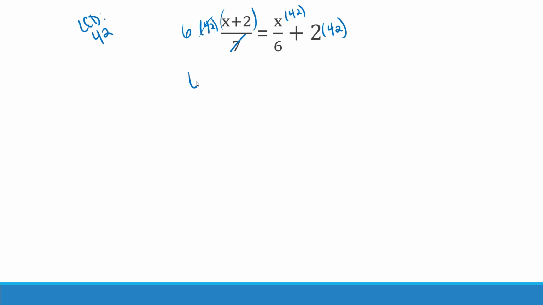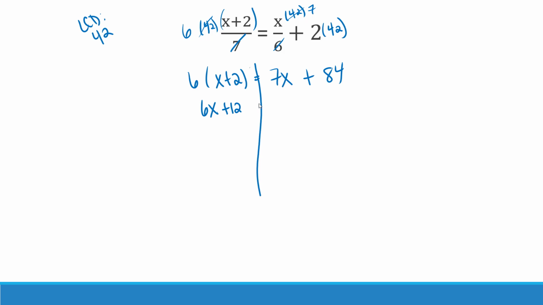So we're going to do 6 times x plus 2 here. You could use that same concept here. 42 divided by 6 gives you 7. And so we're going to do 7 times x, which is 7x. And then we're going to have to do 42 times 2, which is going to give me 84. Now this looks like something I could solve. We're going to distribute the 6, which gives me 6x plus 12.